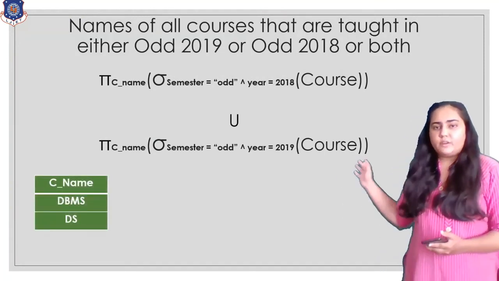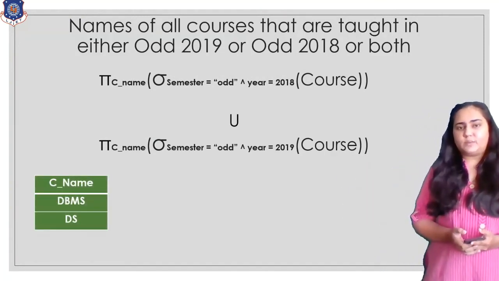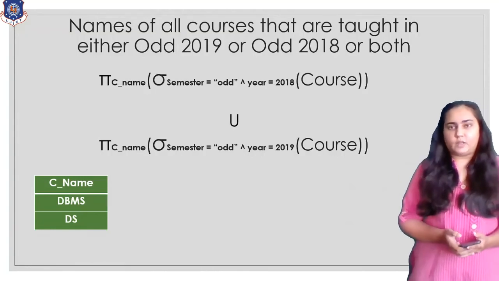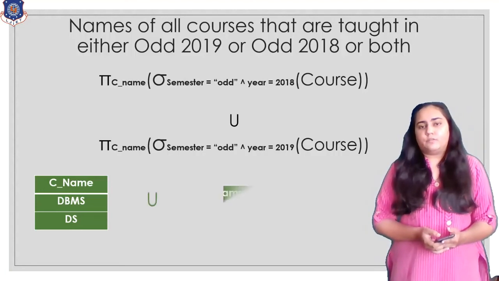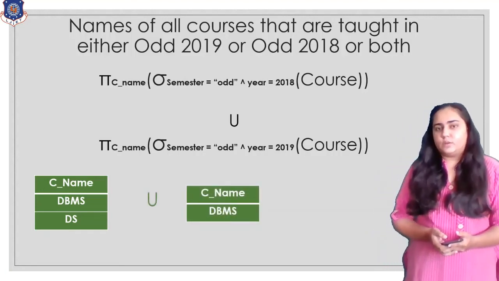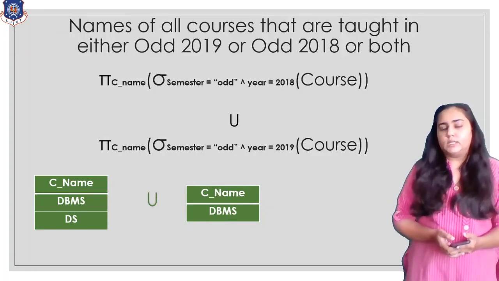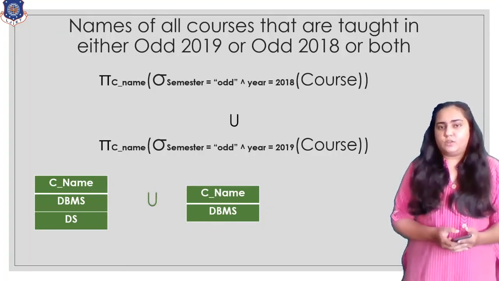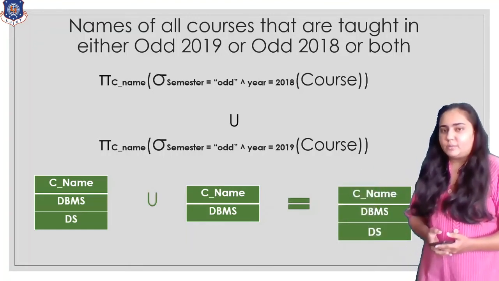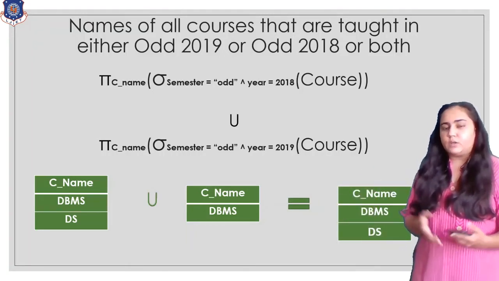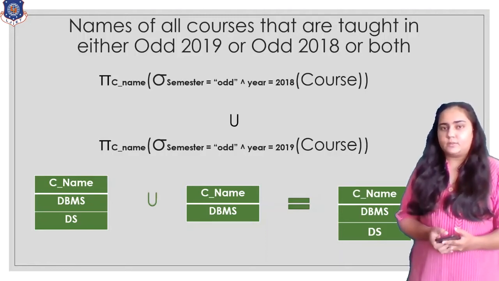So the first query is going to fetch DBMS and DS. You can verify that. And the second query is going to fetch for me only DBMS because that's the only one taught in ODD 2019. And then when we take a union of these two, we will get as a result DBMS and DS because those are the only two unique ones. DBMS is repeating, so it will be removed once.